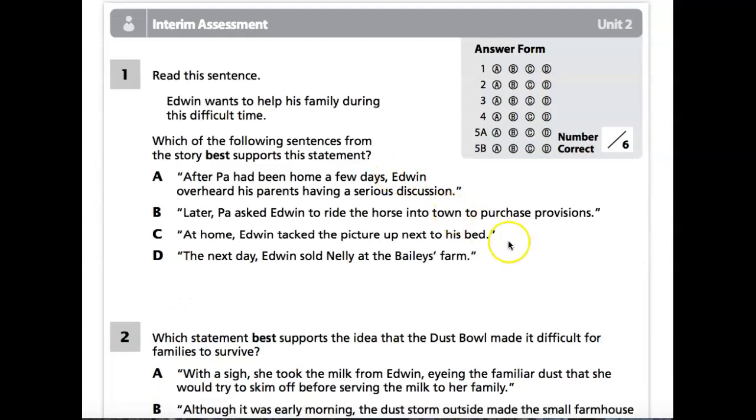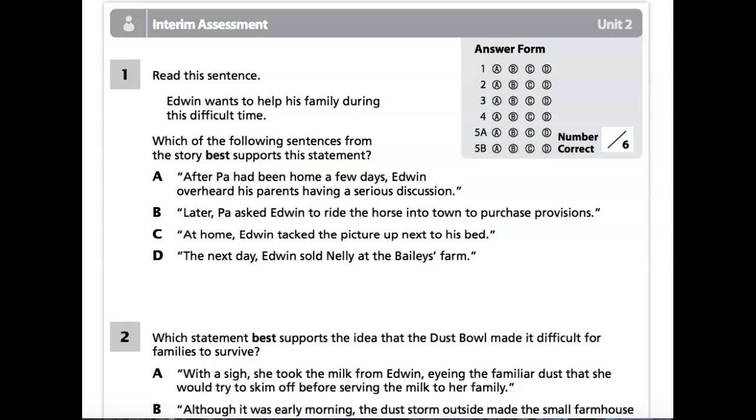All right, let's look at this first sentence. I'm going to read it, and then you circle what you think is the correct answer. Read this sentence. Edwin wants to help his family during this difficult time. Which of the following sentences from the story best supports this statement?